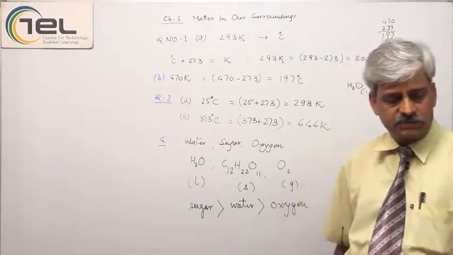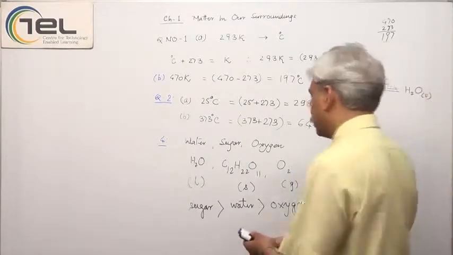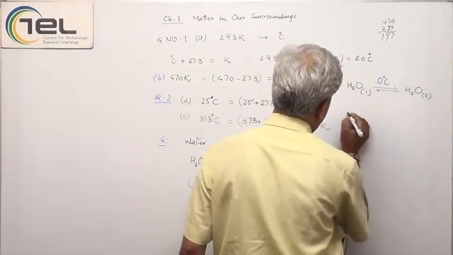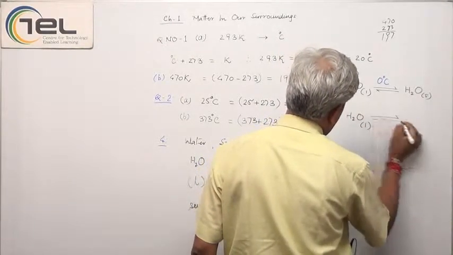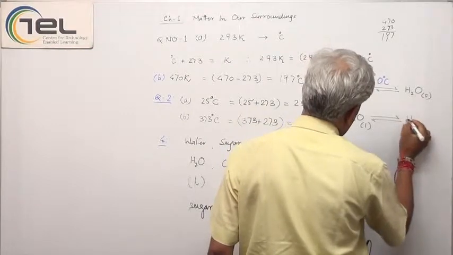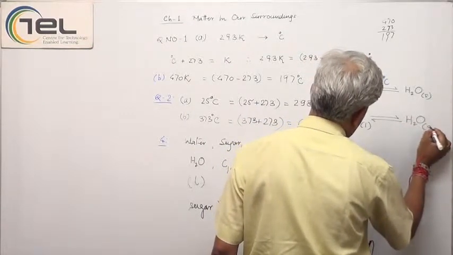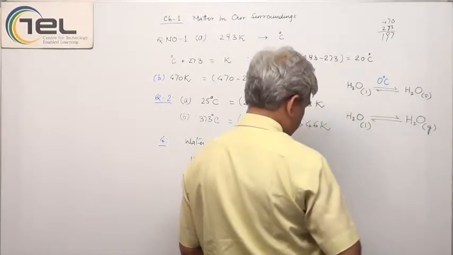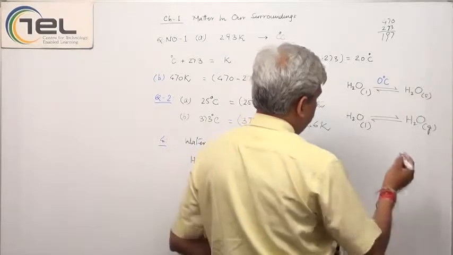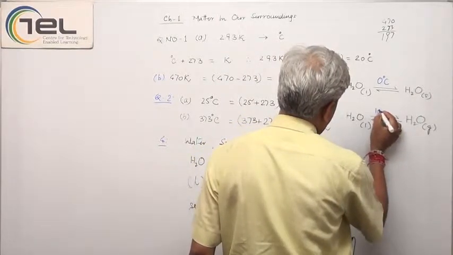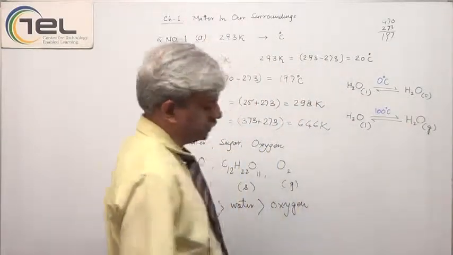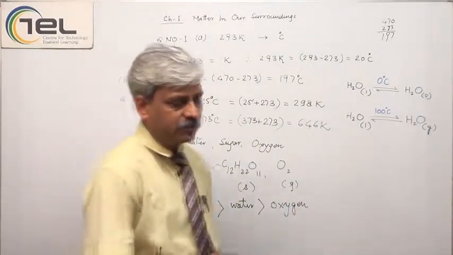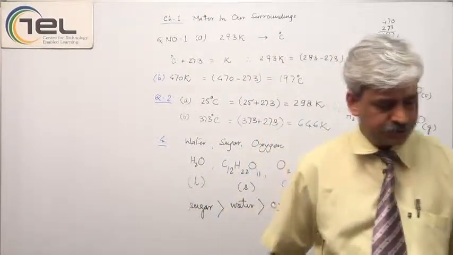At 100 degrees Celsius, once again, there is another equilibrium. 100 degrees Celsius is the boiling point of water, and at this particular temperature, it exists in this manner. So at 100 degrees Celsius, the physical states of water are liquid as well as gas. So I think you have got these solutions.